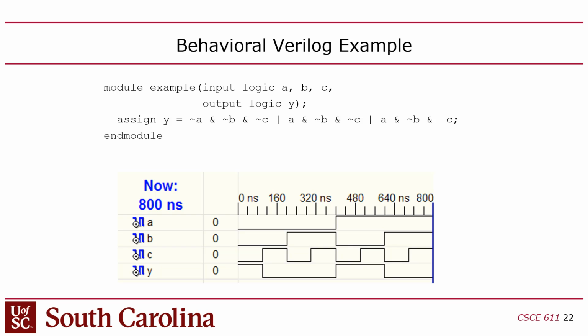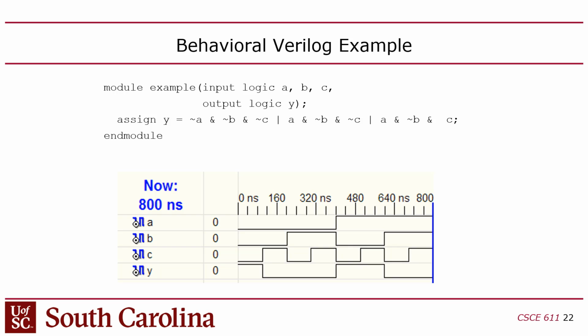In this case, A, B, and C are going through all the permutations of A, B, and C. It's going through a counting sequence. You'll see that C is changing 0, 1, 0, 1, 0, 1, 0, 1, 1 unit of time each. It changes after every unit of time. B also does 0, 1, 0, 1, but it changes after 2 units of time.